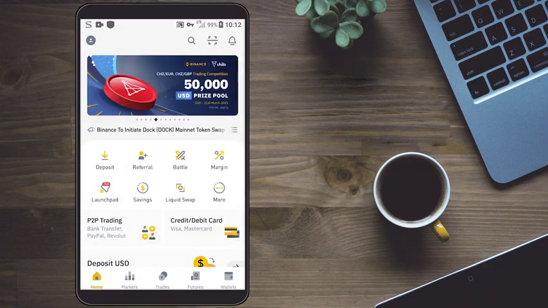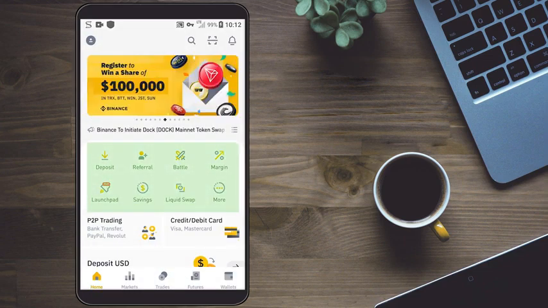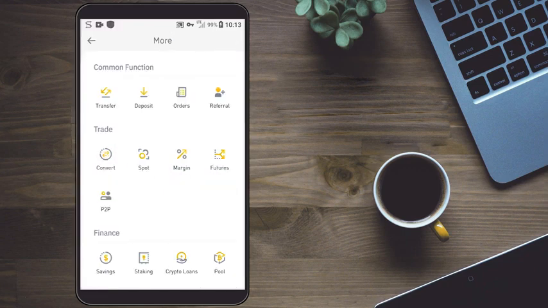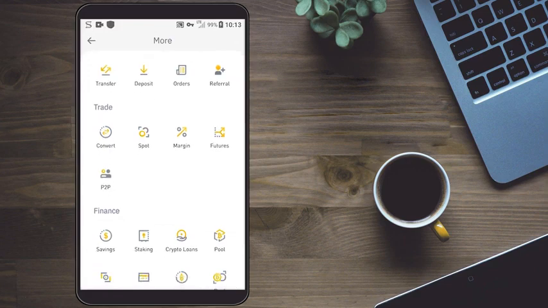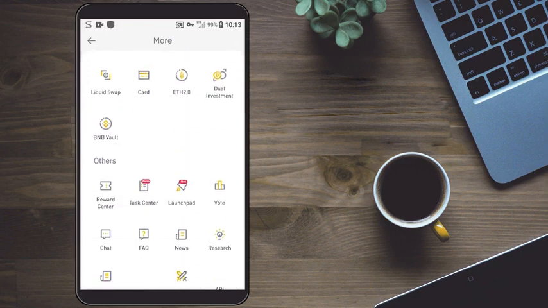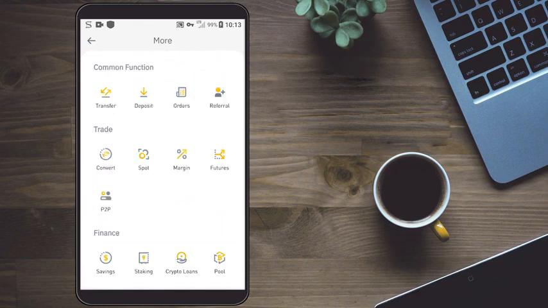And getting back to home tab, here we have shortcuts to other parts of the app, and if we touch the more button here, we can see a larger list of the shortcuts categorized in common functions, trade, finance, and others. As you can see, these are actually the more commonly used ones and you can access them quickly here. I'll explain any of them that is the subject of this video later. Let's get back to home tab.